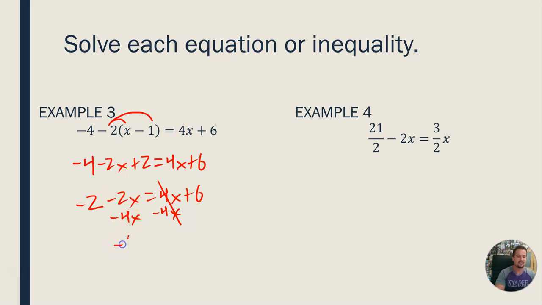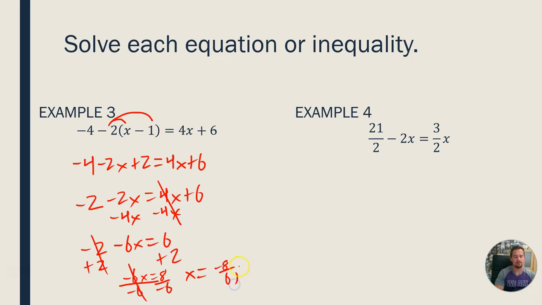Negative 2x minus 4x is negative 6x. So I have negative 2 minus 6x equals 6. I'm going to go ahead and add 2 to the other side, which is going to give me negative 6x equals 8. I'm going to divide by negative 6 on both sides. So that gives me x equals negative 8/6, or if I were to simplify that fraction, negative 4/3. Okay? So that's that example.